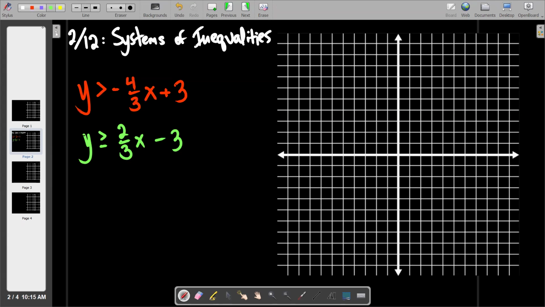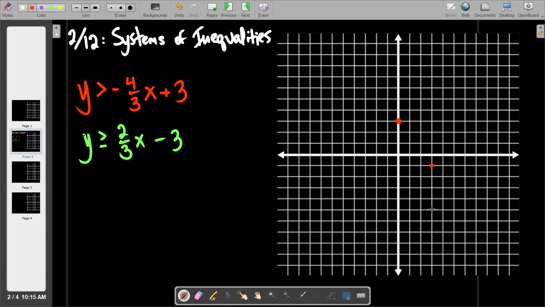So let's talk red first. Where would we start the red graph? Nice. Thank you for saying up, not positive 3. I appreciate you. Up 3 is perfect. And where would I go to make the slope happen? Down 4. Perfect. Down 4, right 3. You guys are saying all the right words.